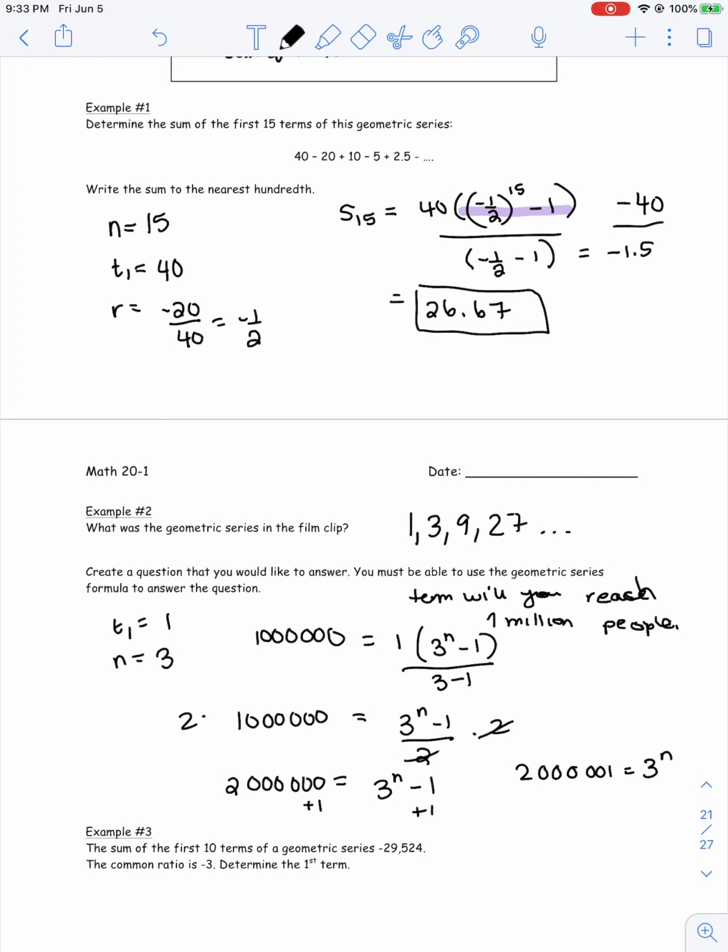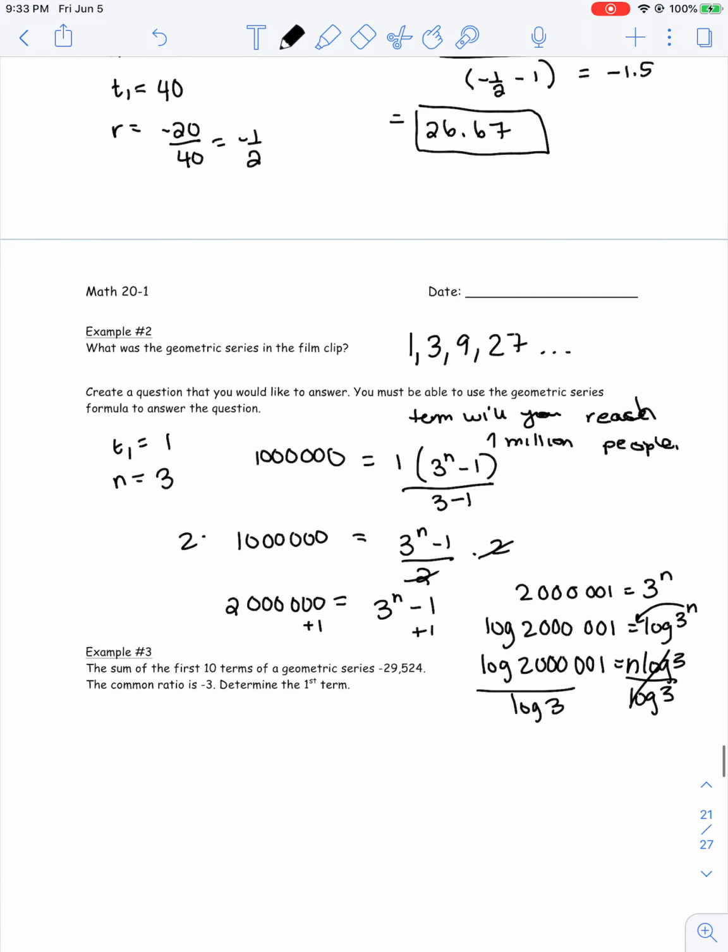A way to solve this is using something called logs, which you will study more in 30-1 and 30-2. So what we do is we put a log on both sides of the equation. And then what that does is it brings powers in front as coefficients. And then we can divide both sides by log 3 to isolate for that n value, which is the power that we're trying to solve for.